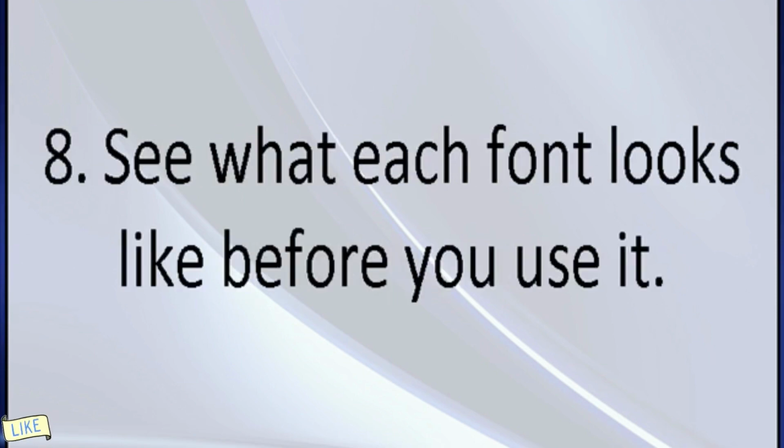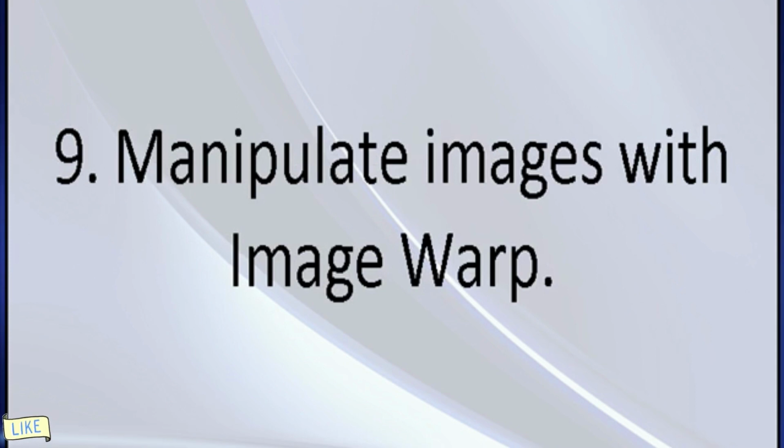8. See what each font looks like before you use it. Photoshop gets a "what you see is what you get" font drop-down menu. Now you don't have to keep text highlighted while you cycle through all the fonts until you get to the right one. 9. Manipulate images with image warp. Image warp allows you to bend, peel, and stretch images the same way as type. Now you can put an image on a mug or soda can with ease.